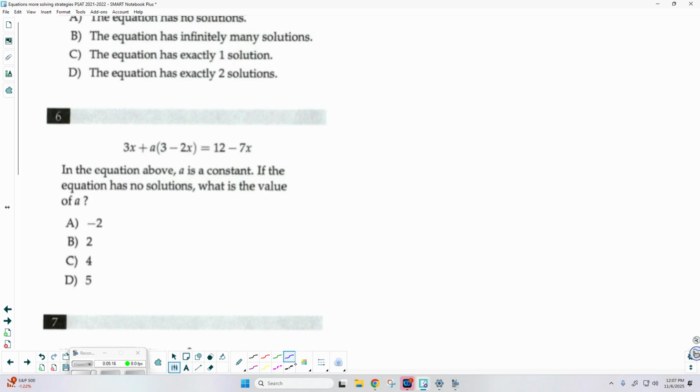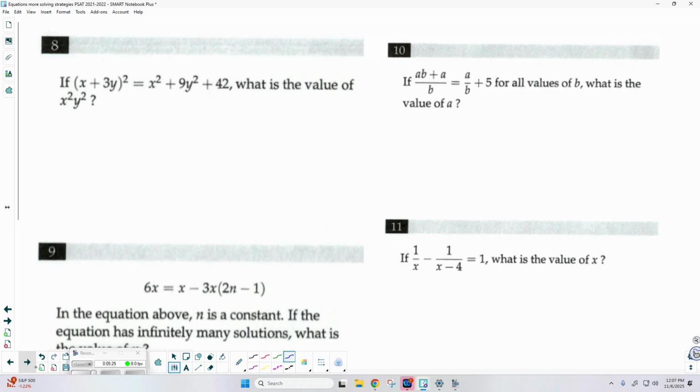Okay, yes. 10. Let's take a look at 10. Okay. Let's see here. So number 10, it says if AB plus A over B equals A over B plus 5 for all values of B, what's the value of A? Okay, so you'll notice we got fractions. The first thing I would do here is go ahead and multiply through by a common denominator. In this case, it's just B. Okay, so first up, that's going to give me AB plus A, because those B's are going to cancel. And that should equal A, because once again, those B's are out. And then plus 5B.